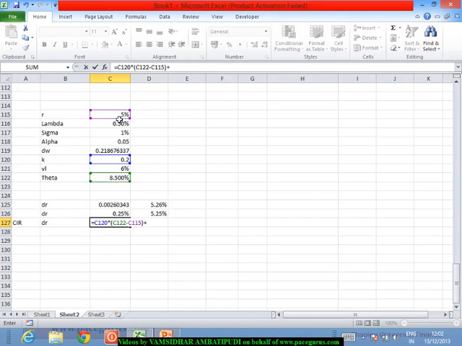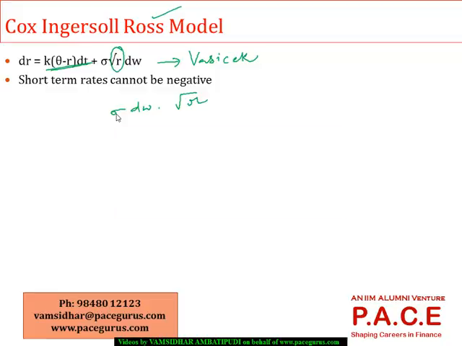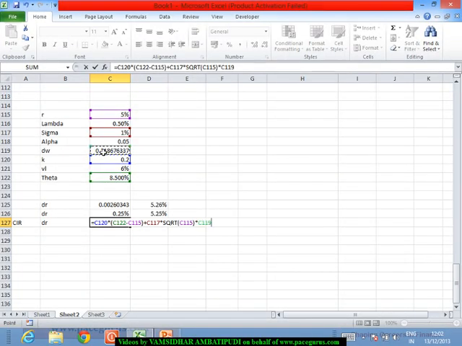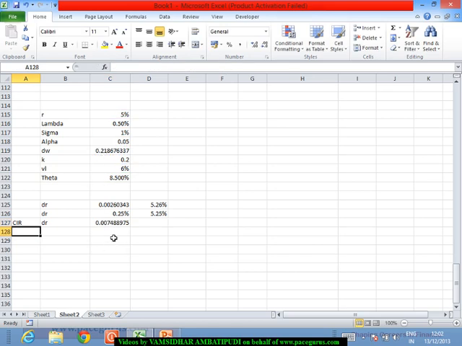plus sigma times square root of r. This is an important point here. Sigma times the square root of r times the dW, assuming that this is the dW. So this is going to be my dr going with the Cox-Ingersoll-Ross model.